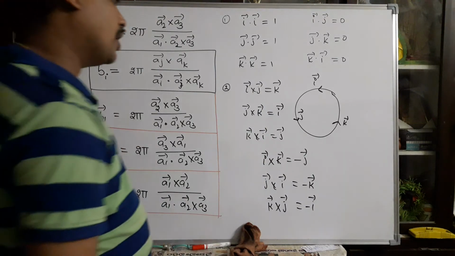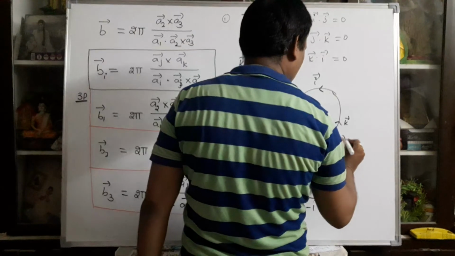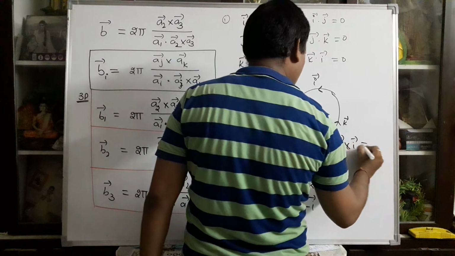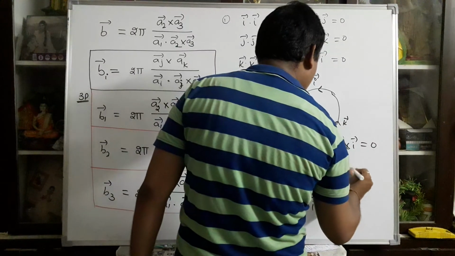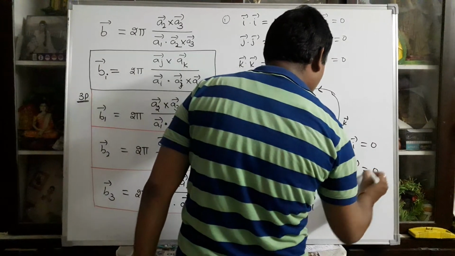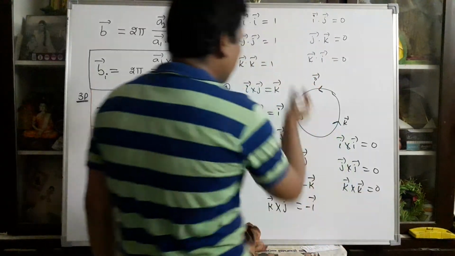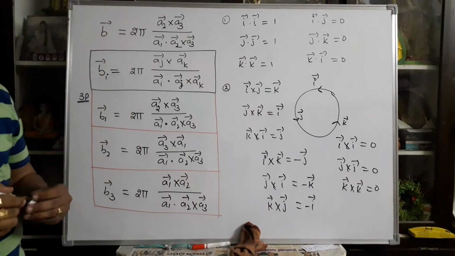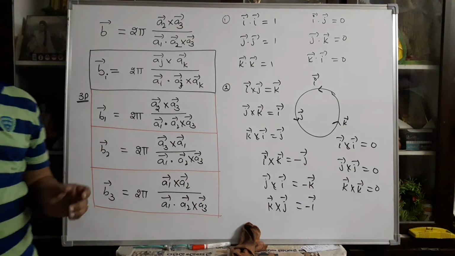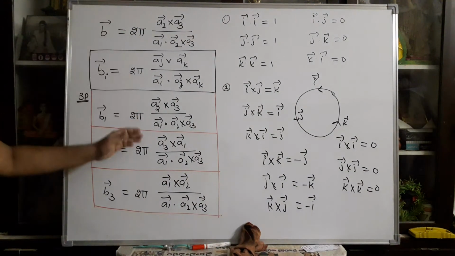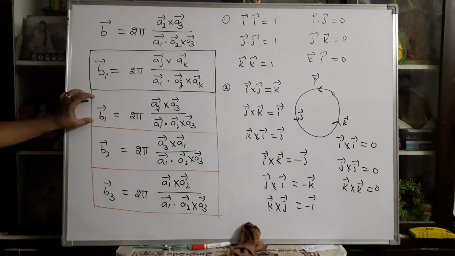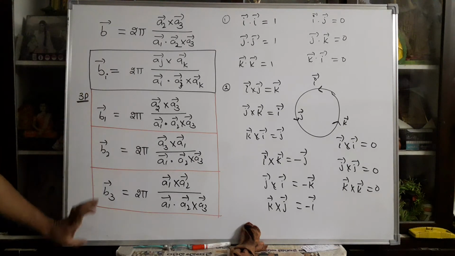In other way, i bar cross i bar value is 0, j bar cross j bar value is 0, k bar cross k bar value is 0. Based on these vector multiplications, we can easily calculate the reciprocal lattices along the x direction, y direction and z direction.